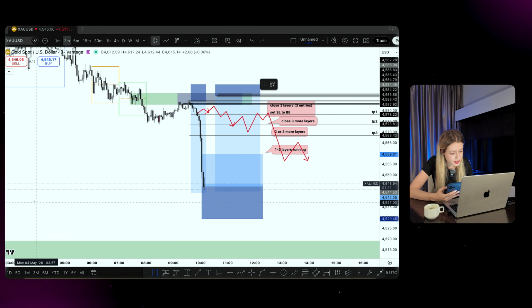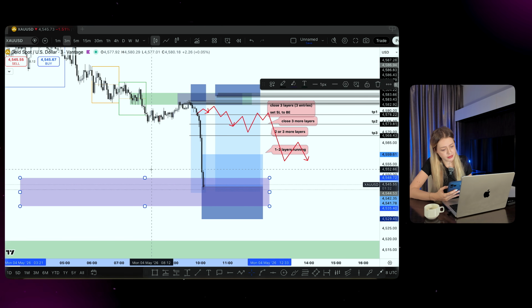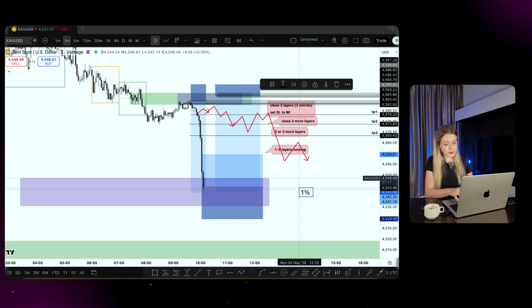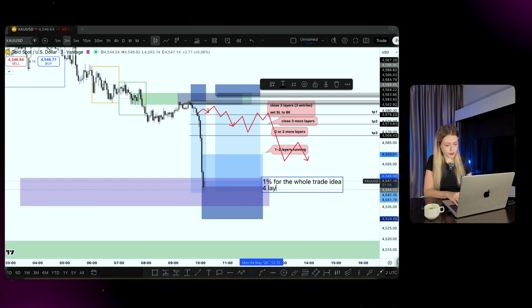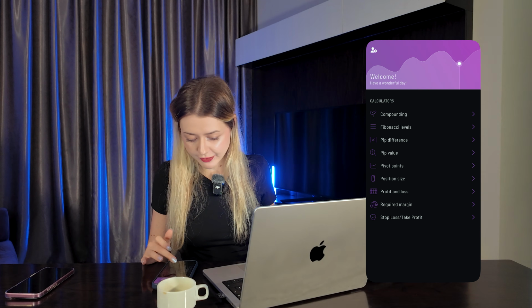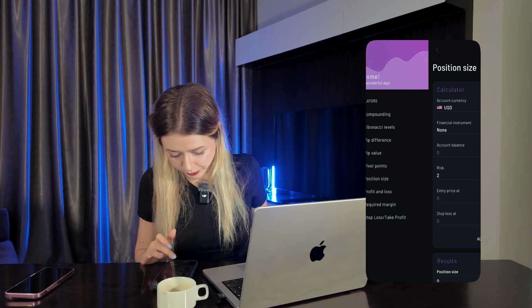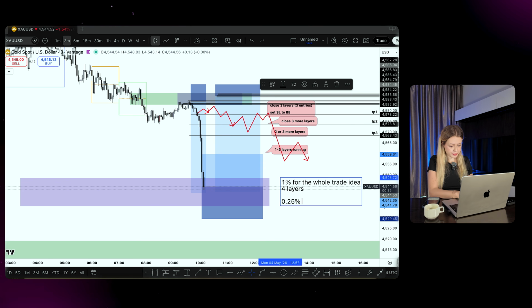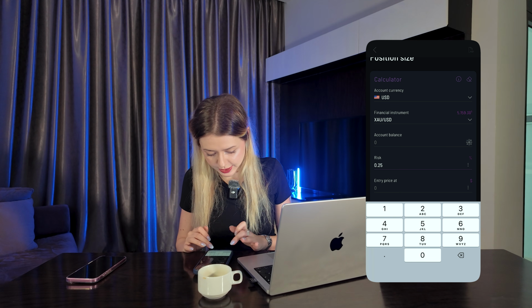So let's say that the entry zone that I'm planning to have is this over here, right? And I want to risk 1% for the whole trade idea, and I only want 4 layers. Now I am inside the FX calculator and I'm going to go to position size. I picked my instrument. The risk is going to be 0.25% for each layer because it's 1% split in 4, so it's going to be 0.25%.